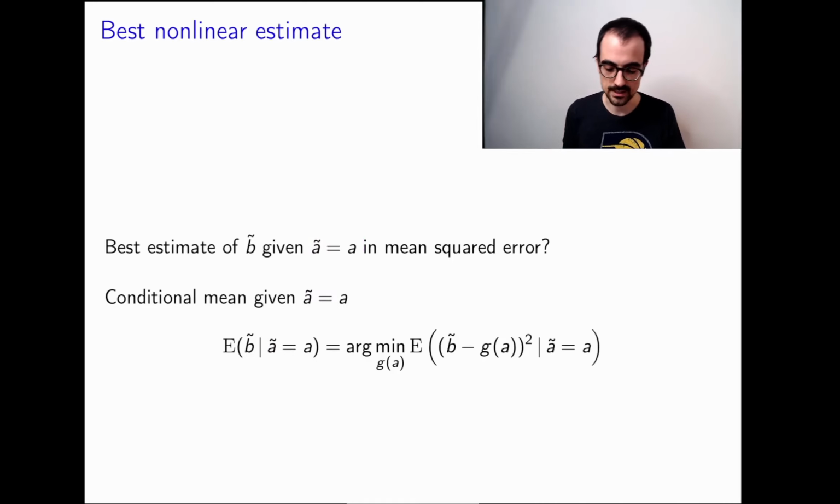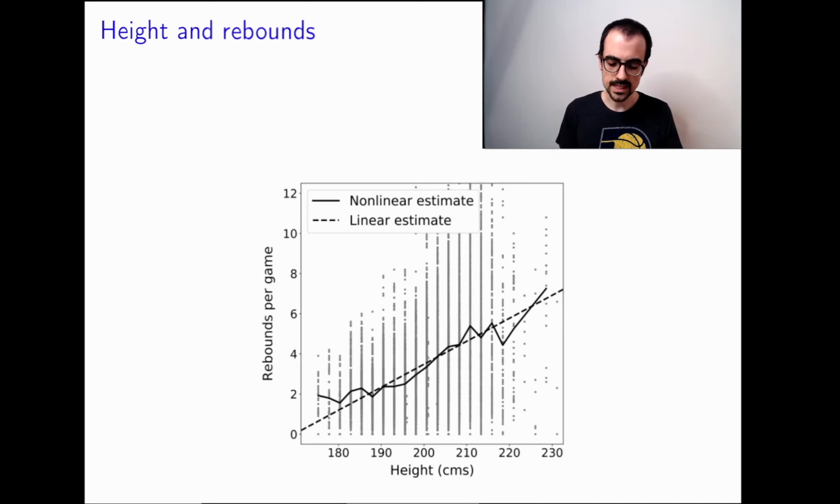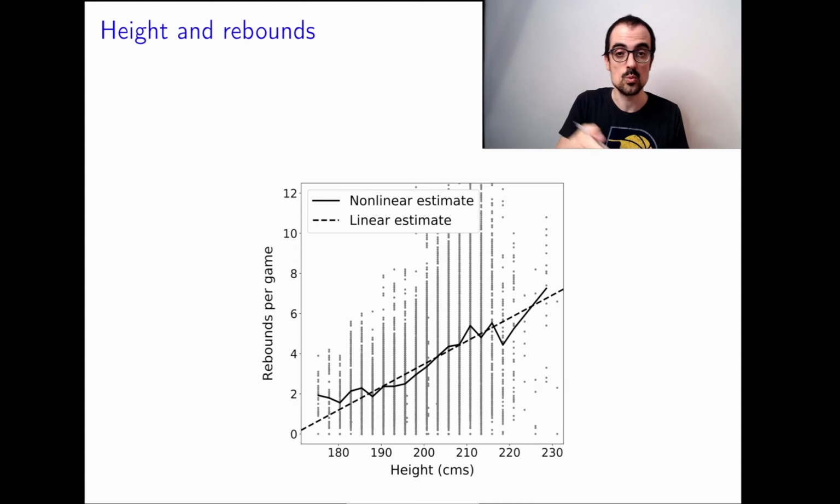We talked about this in a previous video, but I just wanted to remind you of the intuition. If you want the best possible estimate in terms of mean squared error of B given a fixed value of A, then that estimate is the conditional mean. So let's take a look at how this compares for heights and rebounds. Realize that the conditional mean is actually going to be quite noisy when we don't have a lot of things to average over. So maybe let's think a little bit about the advantages and disadvantages of the linear estimate with respect to this optimal nonlinear estimate.